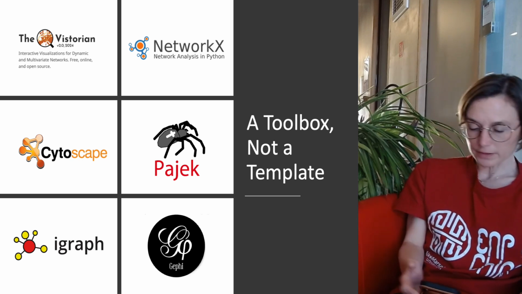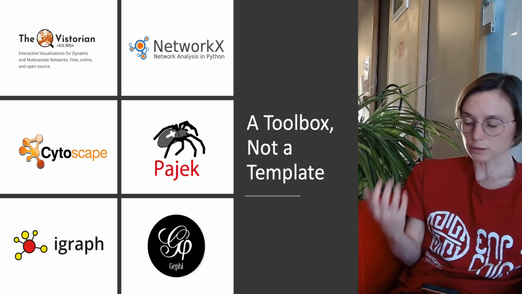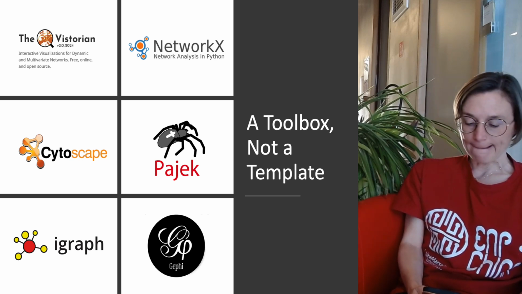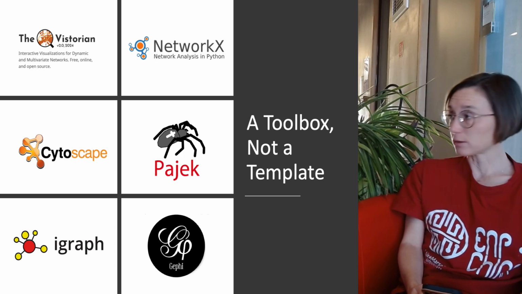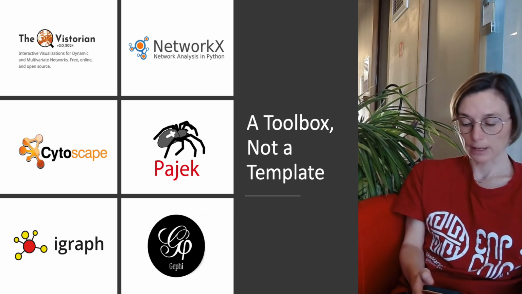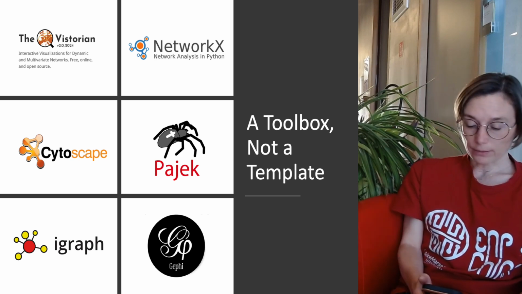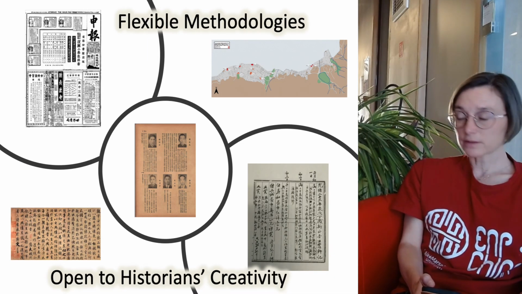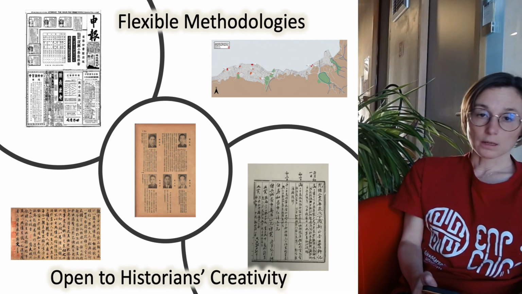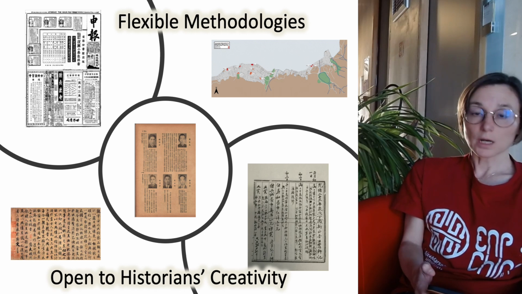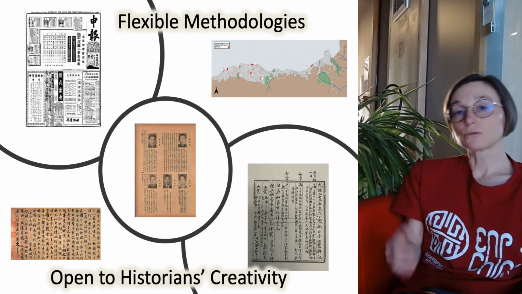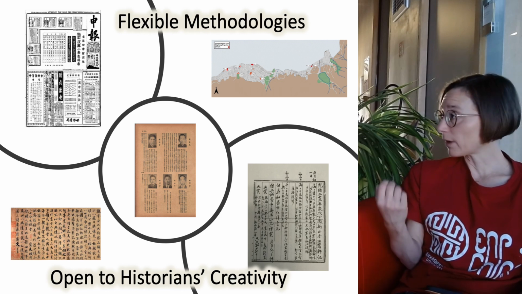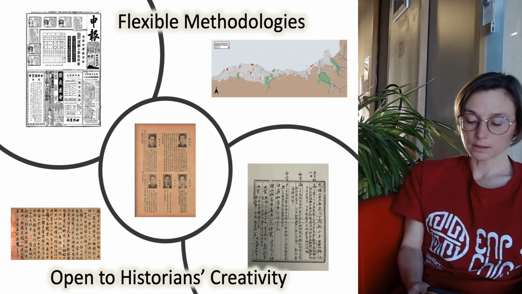But the point is not which software we used. The point is that the method adapts to the questions and to the sources, and not the other way around. And in all cases, the historian remains central, making decisions about what counts as a tie, how to model time and uncertainty, and how to interpret patterns in their context.